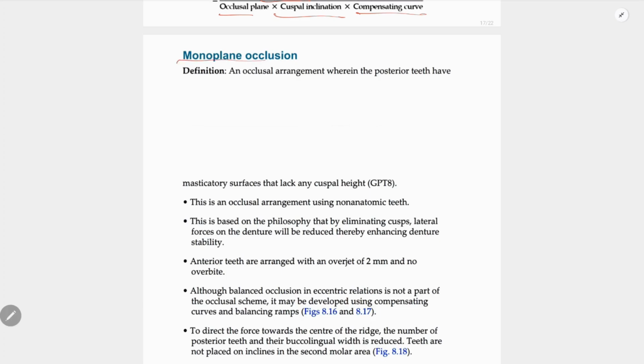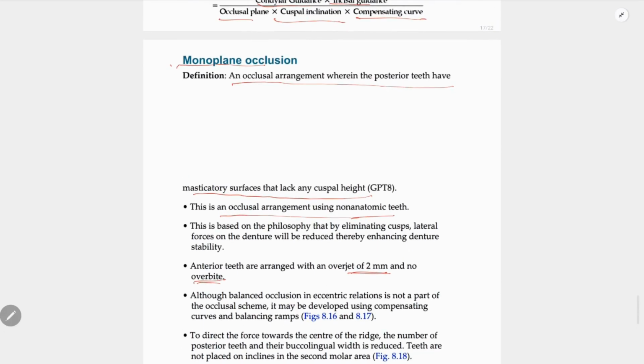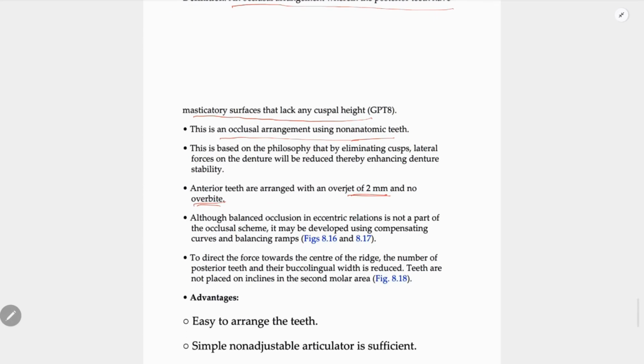Next comes the monoplane occlusion. In monoplane occlusion, we just have to write an occlusal arrangement wherein the posterior teeth have masticatory surfaces that lack any cuspal height. This occlusal arrangement is used in non-anatomic teeth. Anterior teeth are arranged with an overjet of 2 mm and no overbite. So that is a very important point in monoplane occlusion. First, the definition: used for non-anatomic teeth, anterior teeth with an overjet of 2 mm and no overbite. Although balanced occlusion in eccentric relation is not a part of the occlusal scheme, it may be developed using compensating curves and balancing ramps.